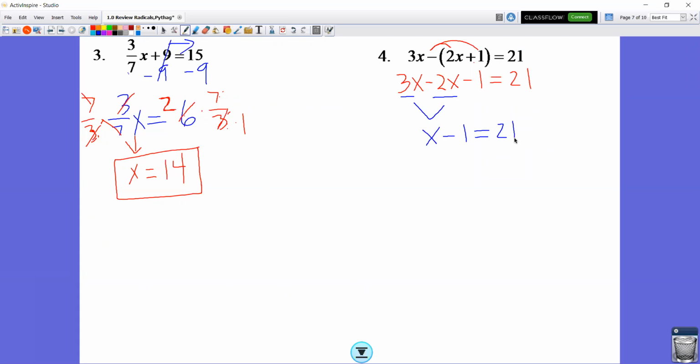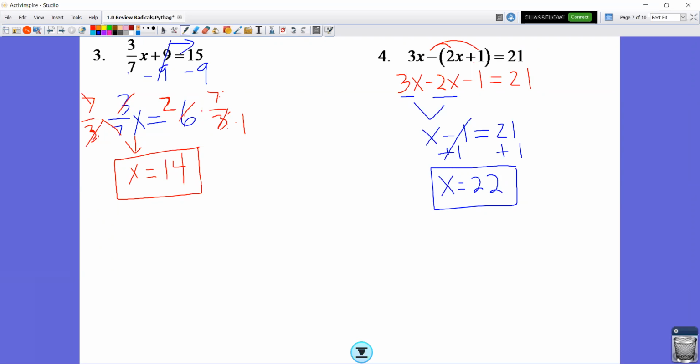Well, now it's just a one-step equation. I'm just going to add 1 to both sides and be done with my day. x equals 22. There, very good. Any questions about those two?